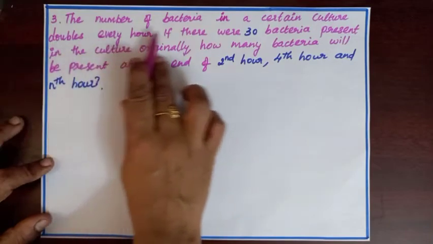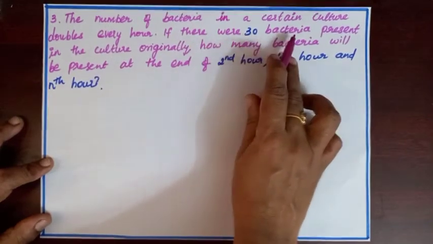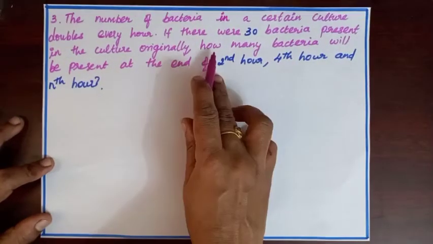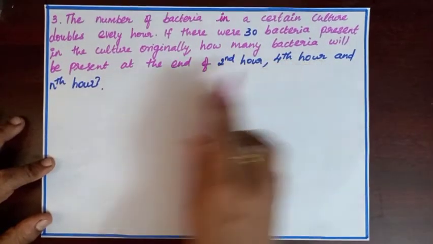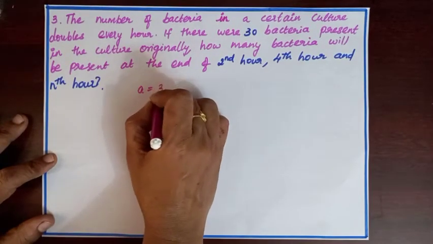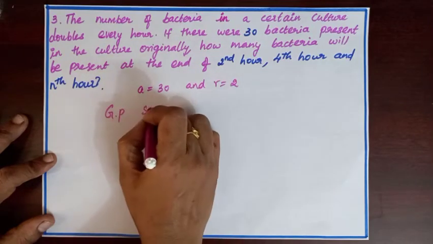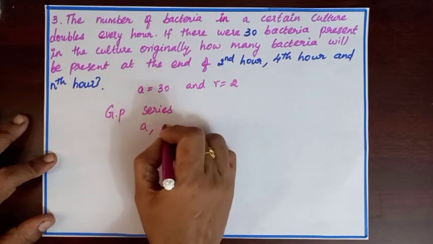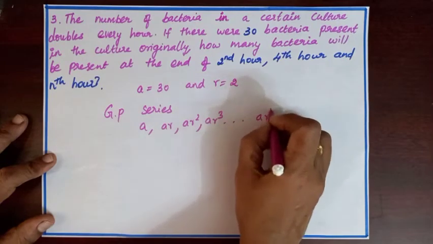Question number 3. The number of bacteria in a certain culture doubles every hour. If there were 30 bacteria present in the culture originally, how many bacteria will be present at the end of the second hour, fourth hour and nth hour? Clearly, the number of bacteria at the end of the different hours form a GP with a equal to 30 and r equal to 2. The GP series is a, ar, ar square, ar cube, ... ar power n minus 1.